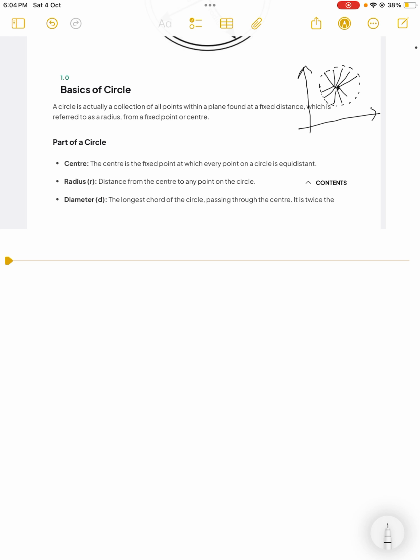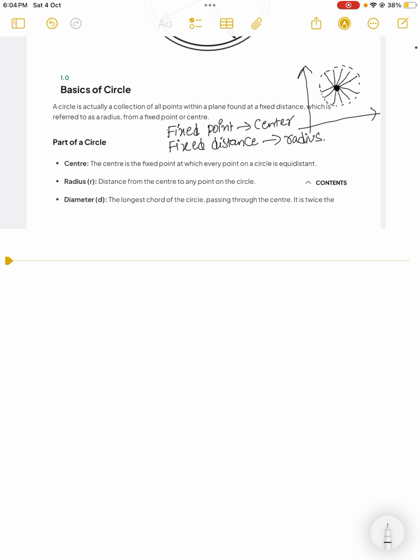These points form a circle. Here the fixed point is called the center and the fixed distance is called the radius. Here we observe the fixed point is called the center, and the fixed distance is called the radius of the circle.